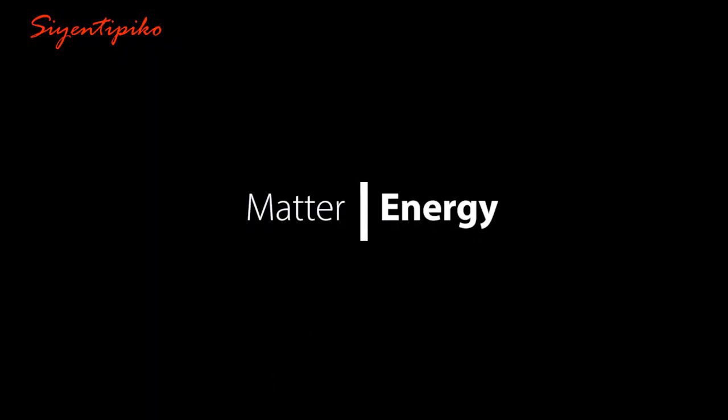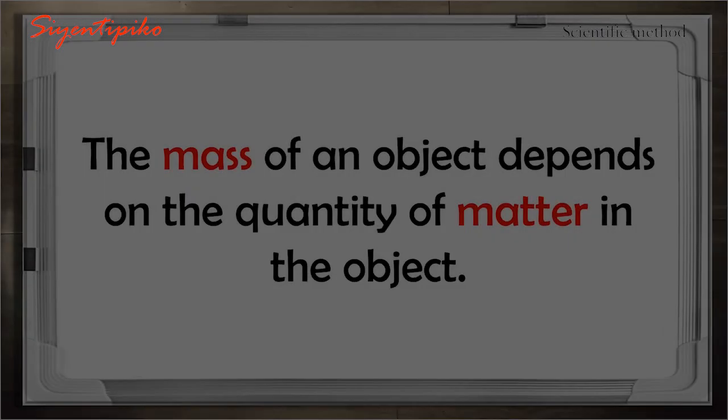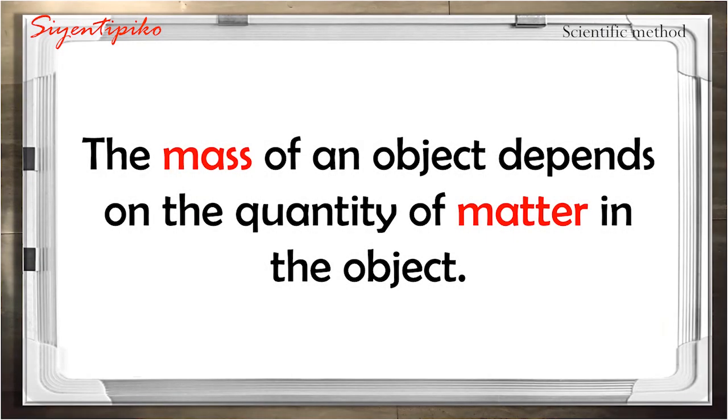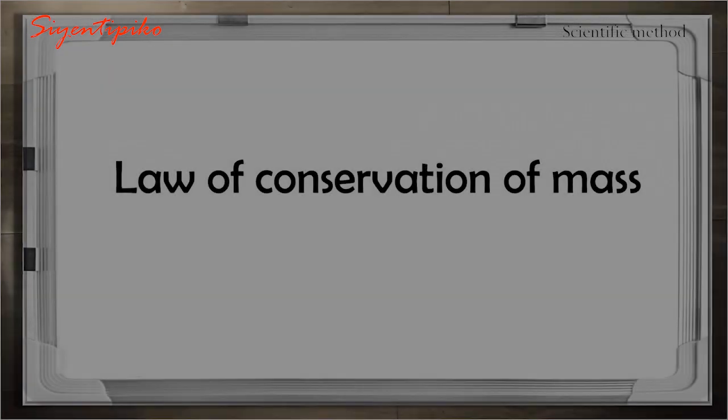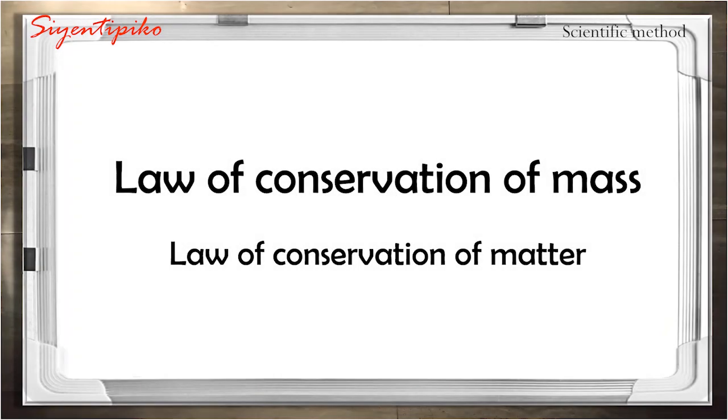The concept of mass is central to the discussion of matter and energy in chemistry. The mass of an object depends on the quantity of matter in the object. Because of the close approximation of the mass of an object to the quantity of matter it contains, the law of conservation of mass can be approximated by the law of conservation of matter.